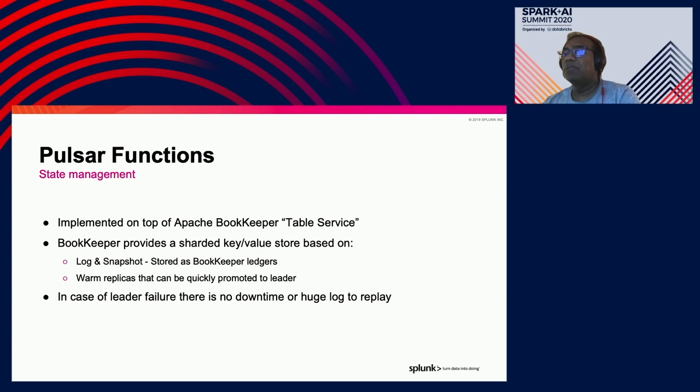So the state is implemented on top of Apache BookKeeper, which has something called a table service. BookKeeper provides a sharded key value store based on logs and snapshots. The state is stored as BookKeeper ledgers and replicas that can be quickly promoted to leader because the data is replicated. If the node goes down, another node has to pick it up, so it can be quickly promoted to a leader of that particular state. In the case of leader failure, there is no downtime or a huge log to replay to bring that state back to where it left off.